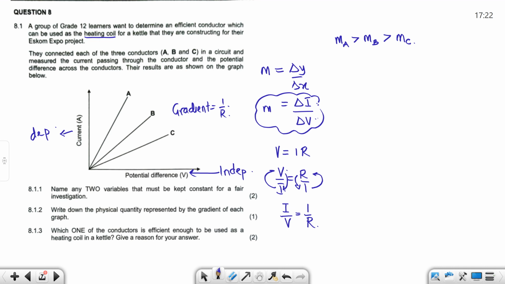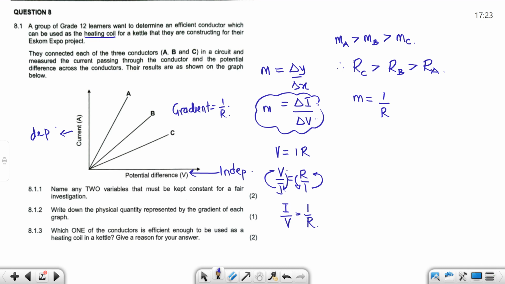However, your gradient is a reciprocal, which is 1 over R. You know what it means? It therefore means that the resistance of C is greater than the resistance of B, which is greater than the resistance of A. This is now testing your maths. Why? Because the gradient is 1 over R. It's the opposite now. If my graph was V on the y and I on the x, then A would have had the greatest resistance. But this is 1 over R. So it changes. I hope that makes sense.